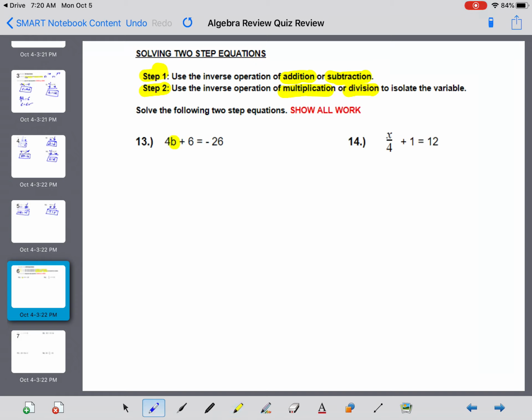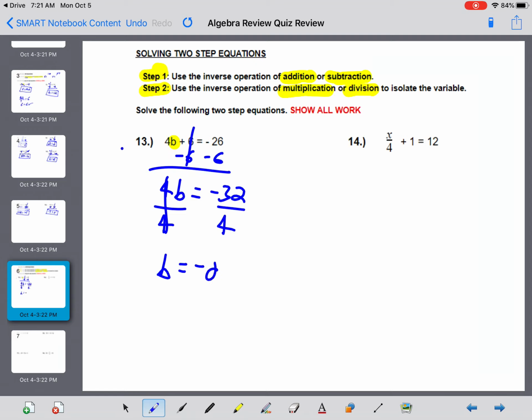Remember, your goal is to isolate b. I see plus 6, so I'm going to minus it from both sides. You get 4b equals negative 26 minus 6 more makes negative 32. You're going to divide both sides by 4, and we get b equals negative 32 divided by 4 gives us negative 8.